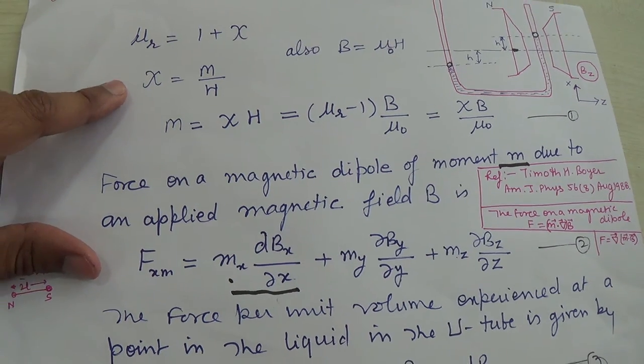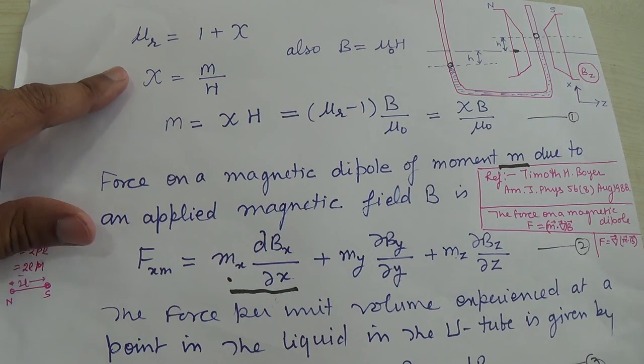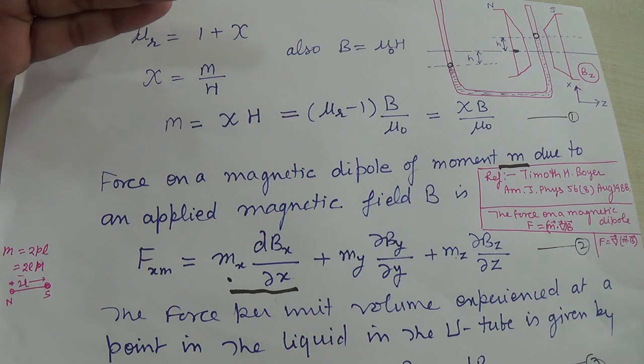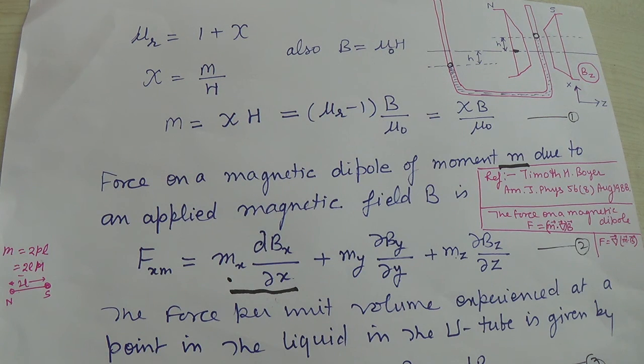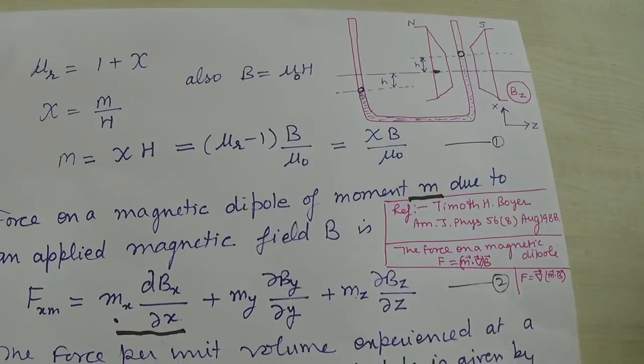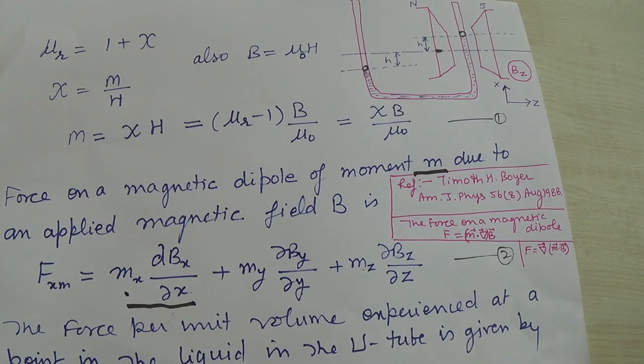Right? So chi is defined by the ratio of these two intensities: one is the intensity of magnetization of the substance, and the second is the intensity of the external magnetic field. In this lecture I have just tried to show the reason that the level of liquid rises up in the presence of an external magnetic field, and the type of force and that formulation. So thanks for this.